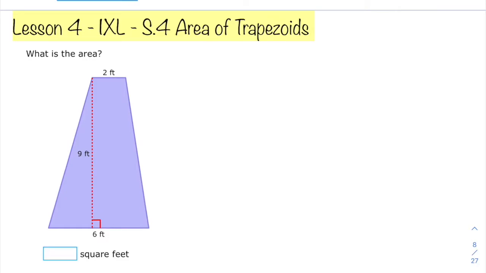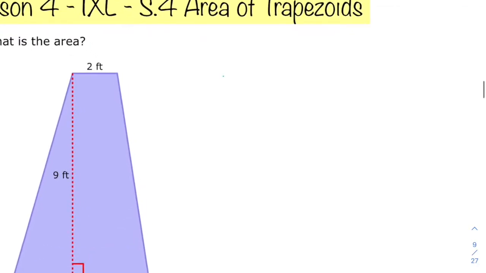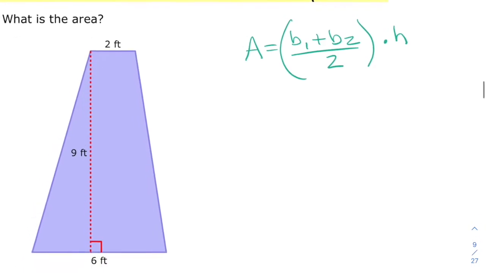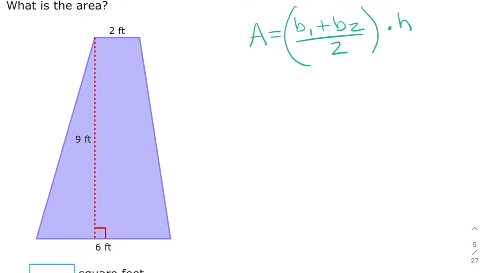So the first thing we need to do is write down what the area of a trapezoid is. The easiest formula I work with is area is base 1 plus base 2 divided by 2, all times the height. What you're doing is you're going to average the bases together and find the common ground between them and then multiply it by the height.